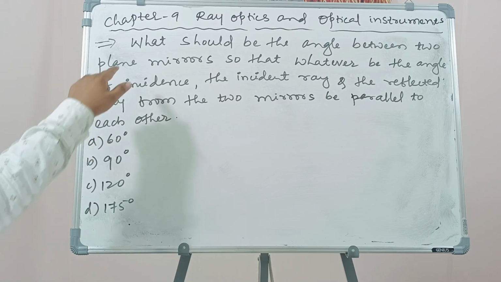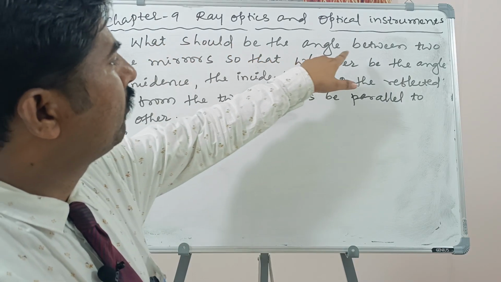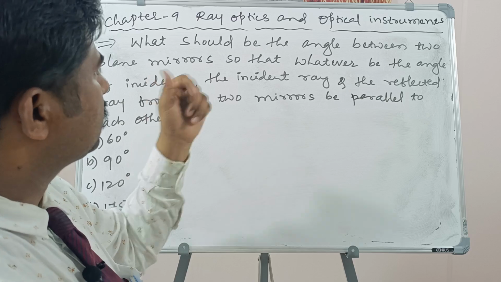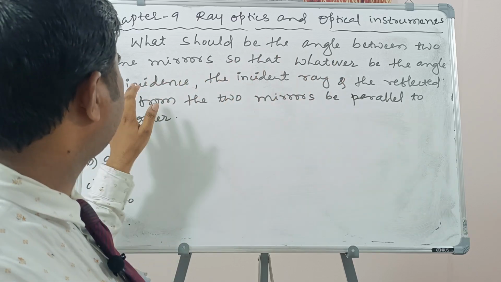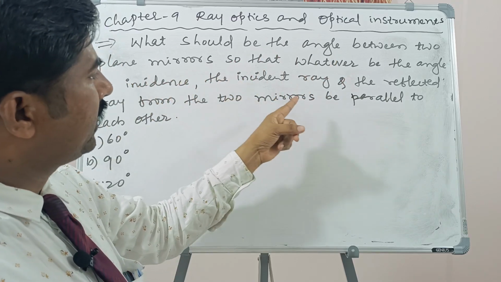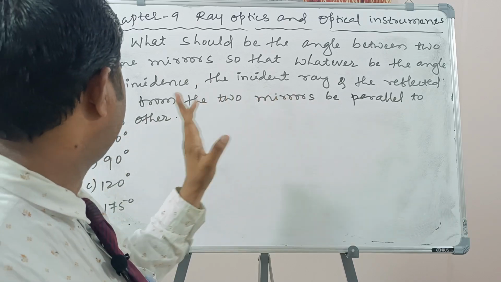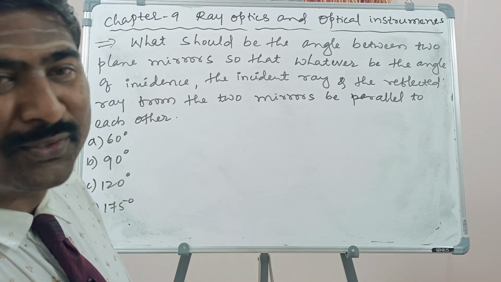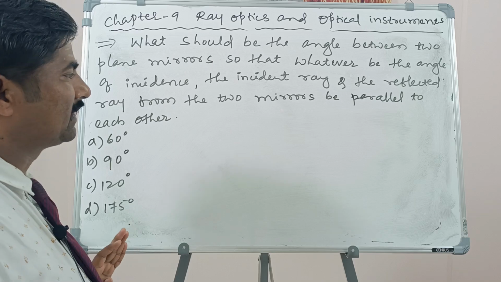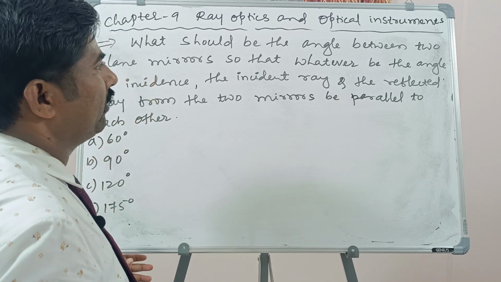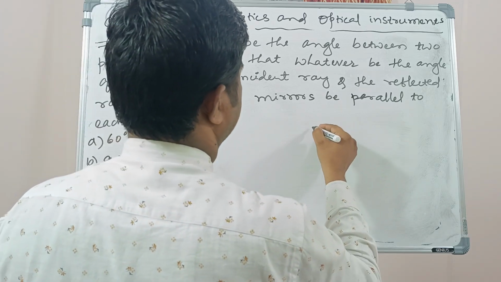Now, what should be the angle between the two plane mirrors so that whatever be the angle of incidence, the incident ray and the reflected ray from the two mirrors be parallel to each other. So it's a very simple question. They are saying that we will have two mirrors.